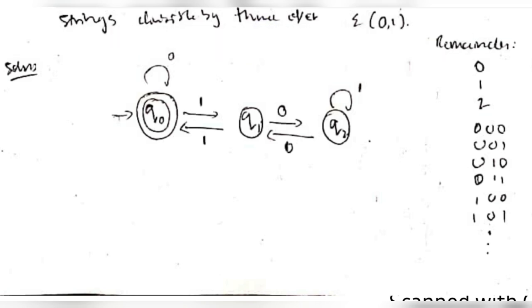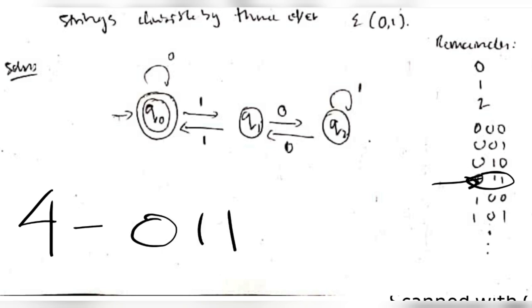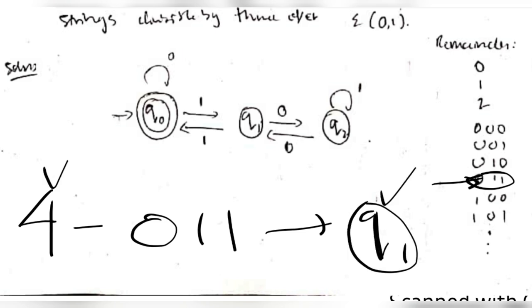Okay, so how to do that? Here if it's 4, what will be the number? It will be 0, 1, 1. Okay, see, 0, 1, 1 is the binary equivalent of 4. If the number given is 4, then what we have to do is 0, 1, 1. What will be the remainder of 4? 1. That means Q1 should be the state. Okay, if it's 4, it should end at Q1. So how will we do that? 0 is here, then 1, and it should end with Q1 only, right?